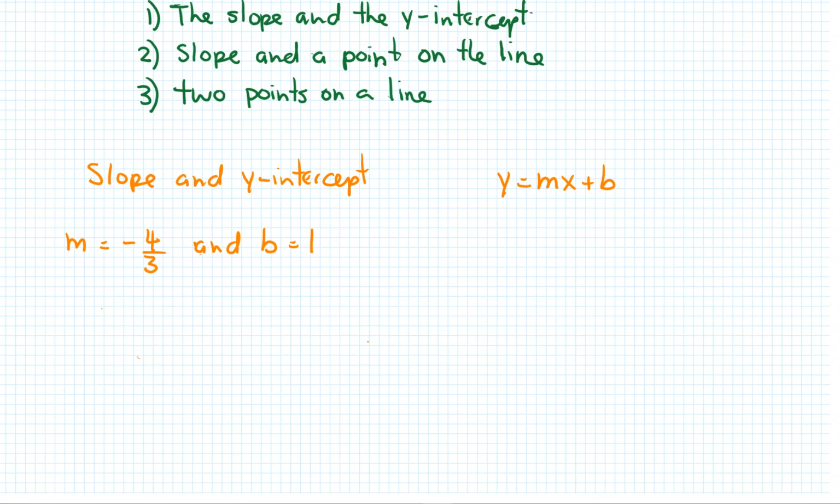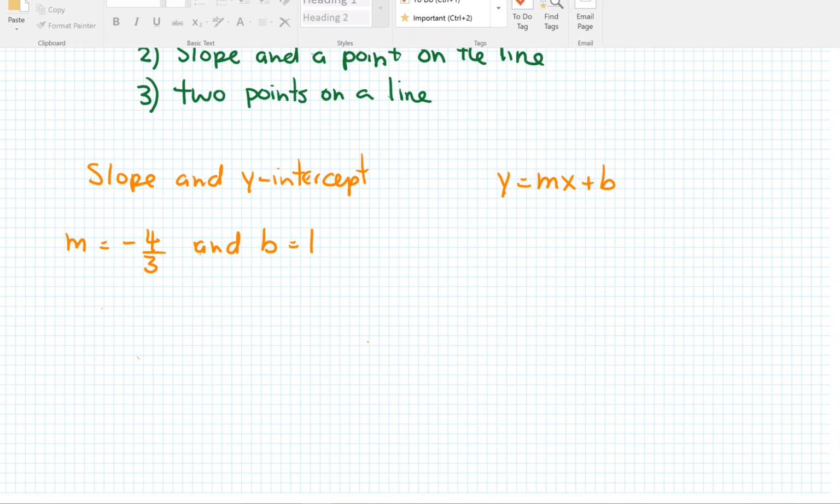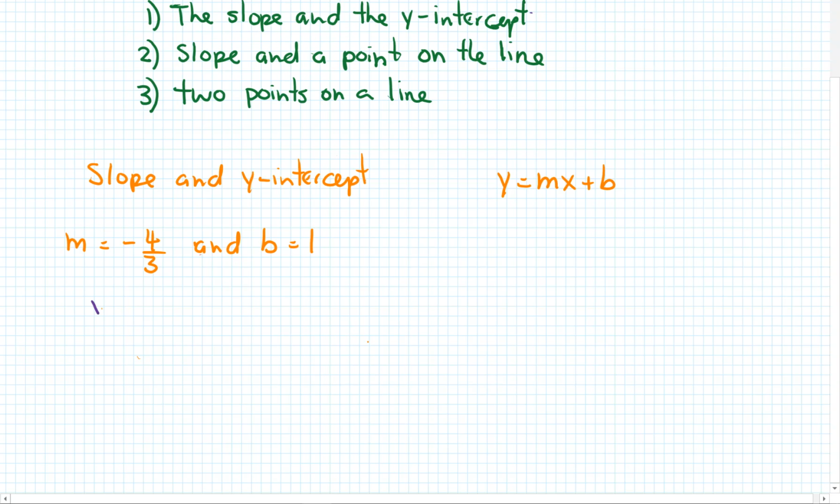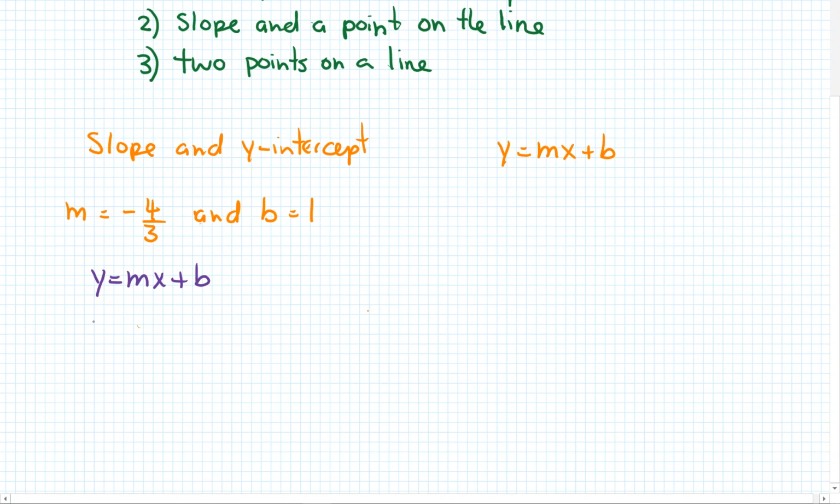So hopefully you've had a chance to do that. The equation is very simple. In this case, we have y equals mx plus b. Our m is -4/3 and our b is 1. So we just plug that in. Y equals -4/3 x plus 1. And that would be the equation of the line right there.